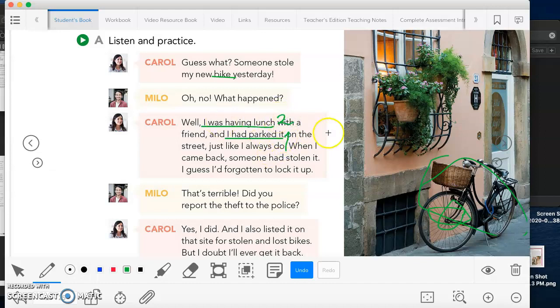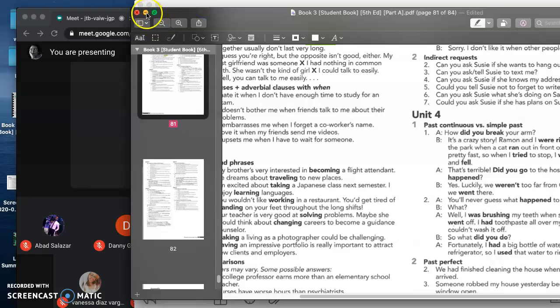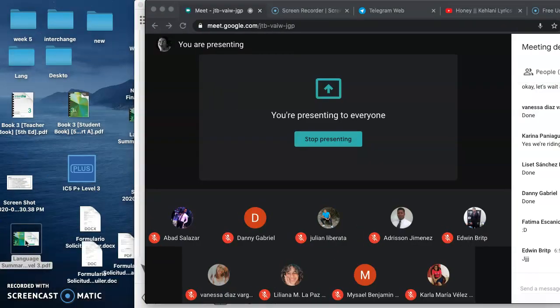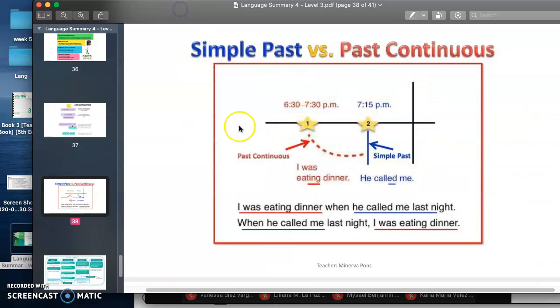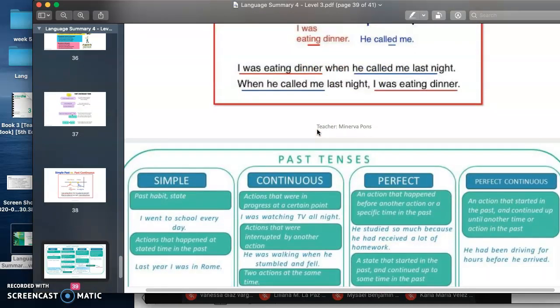I was having lunch with a friend and I had parked it on the street. Of course, she first parked the bike and then she went inside and had lunch. So I have some extra information to show you about this. This is the document that I sent you on Telegram. And here, we are talking about the past tenses.